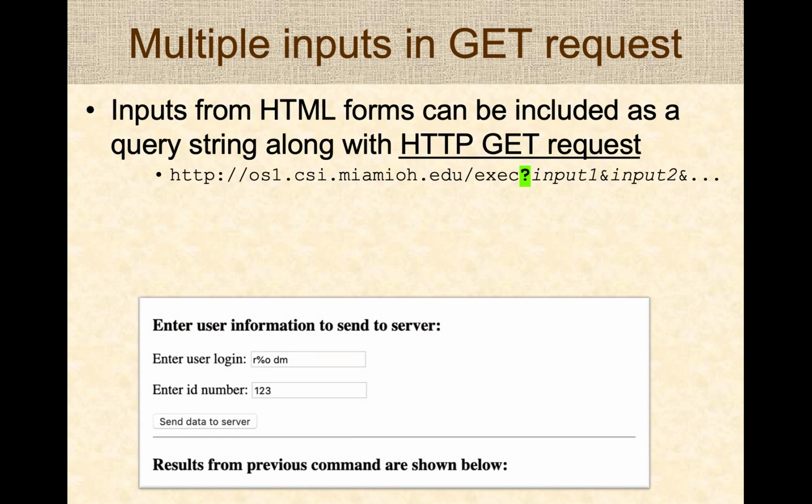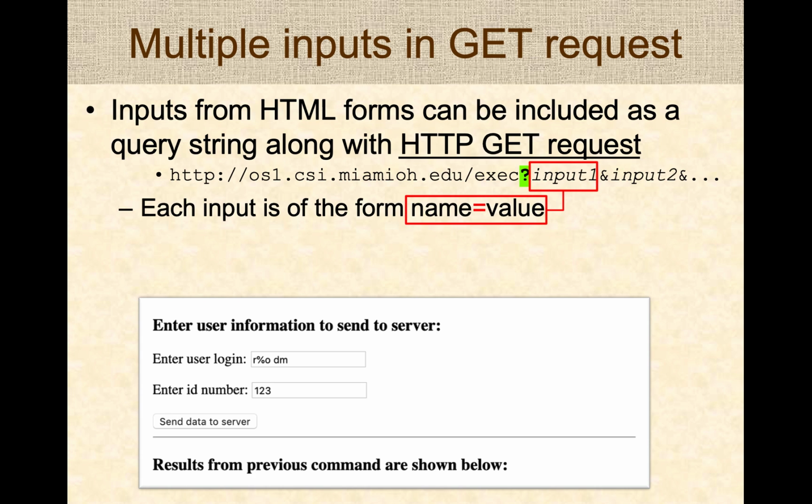The web browsers can also send multiple inputs from HTML forms. So you can have these pretty standard forms in which the user enters some input. And in order to send the data to the server, these inputs are supplied in the form of what is called a query string. So typically the query string will start with a question mark character, and you'll have multiple input values specified there. Each input is in the form name equals value.